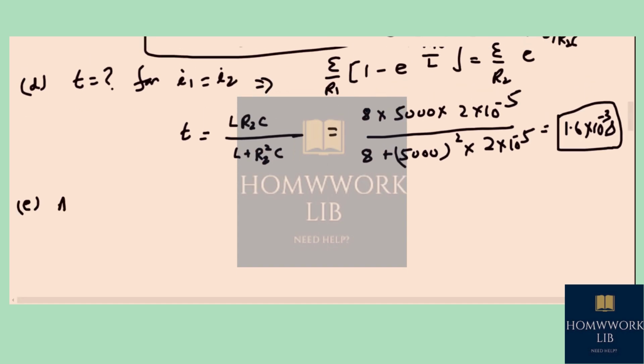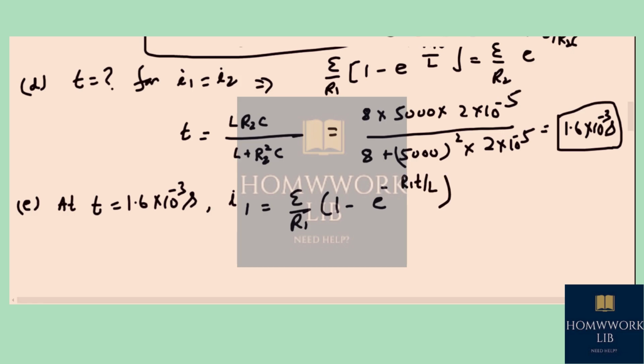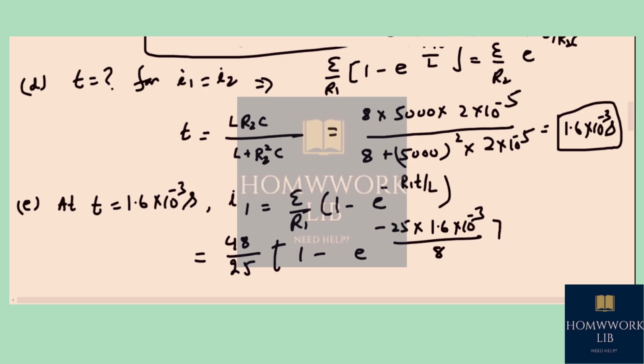In part E, at t is equal to 1.6 into 10 to the power minus 3 second, current I1 has the value E upon R1 times 1 minus exponential of minus R1 t upon L. Substituting the value, EMF is 48, R1 is 25, 1 minus exponential of minus 25 into 1.6 into 10 to the power minus 3 upon 8. So it is to be 9.4 into 10 to the power of minus 3 ampere.